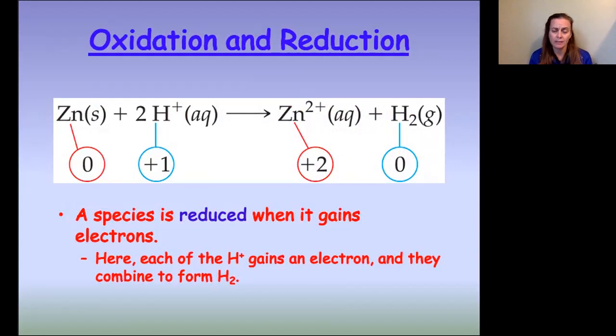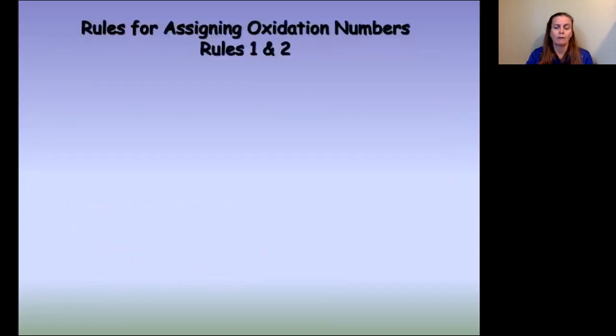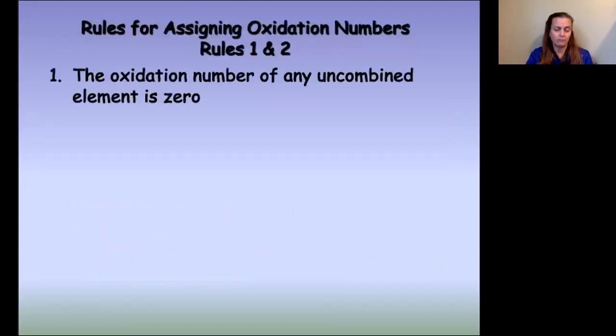So again, pretty easy to see when we're working with ions, but we will learn how to do this with non-ionic compounds, with covalent compounds. So let's go ahead and jump in to how we assign oxidation numbers. Our first rule, this one's nice and easy, is that the oxidation number of any uncombined element is 0. So any element in its elemental form, its oxidation number is 0.